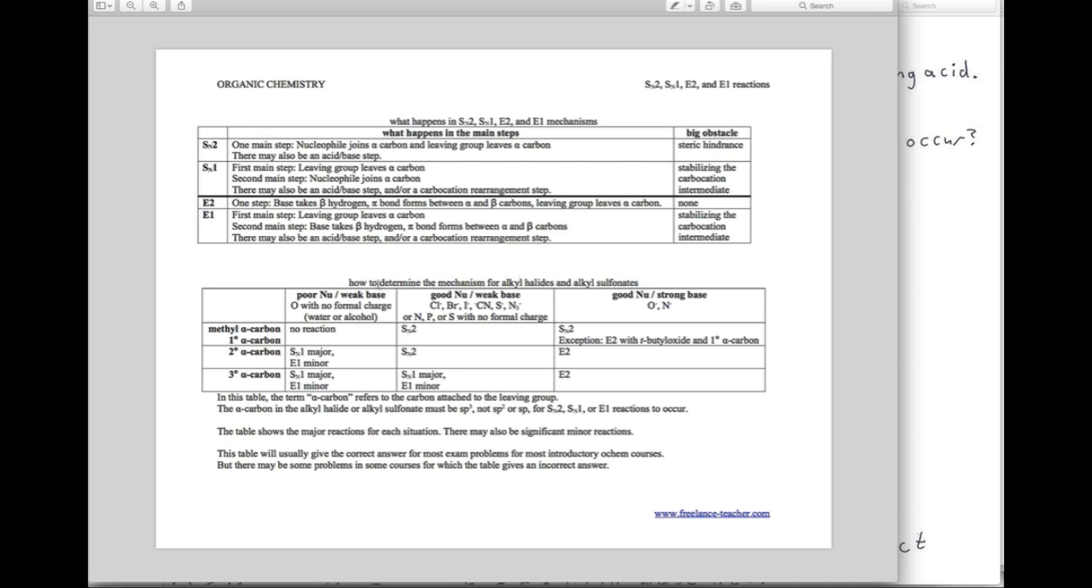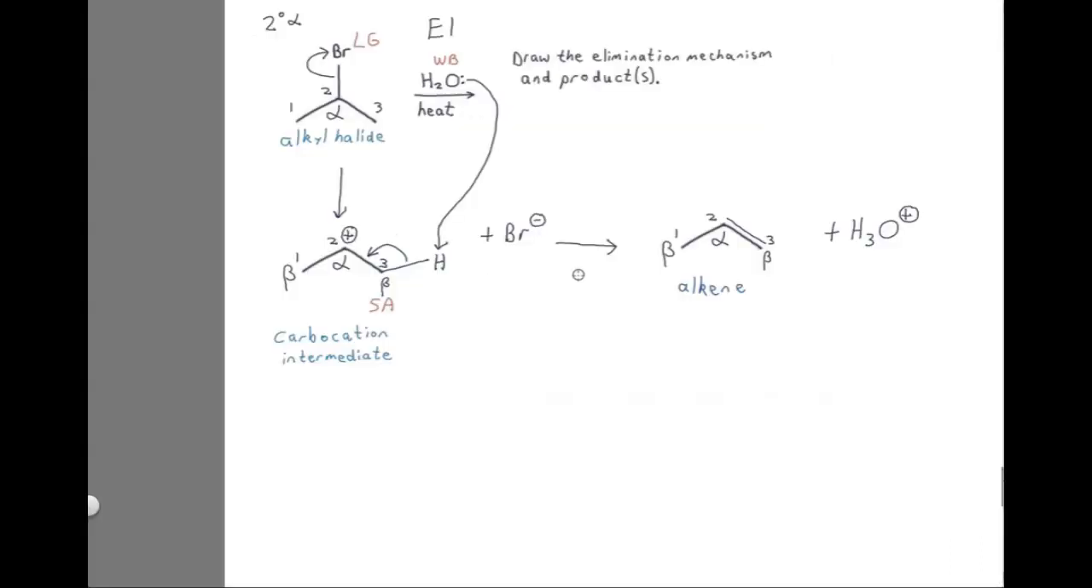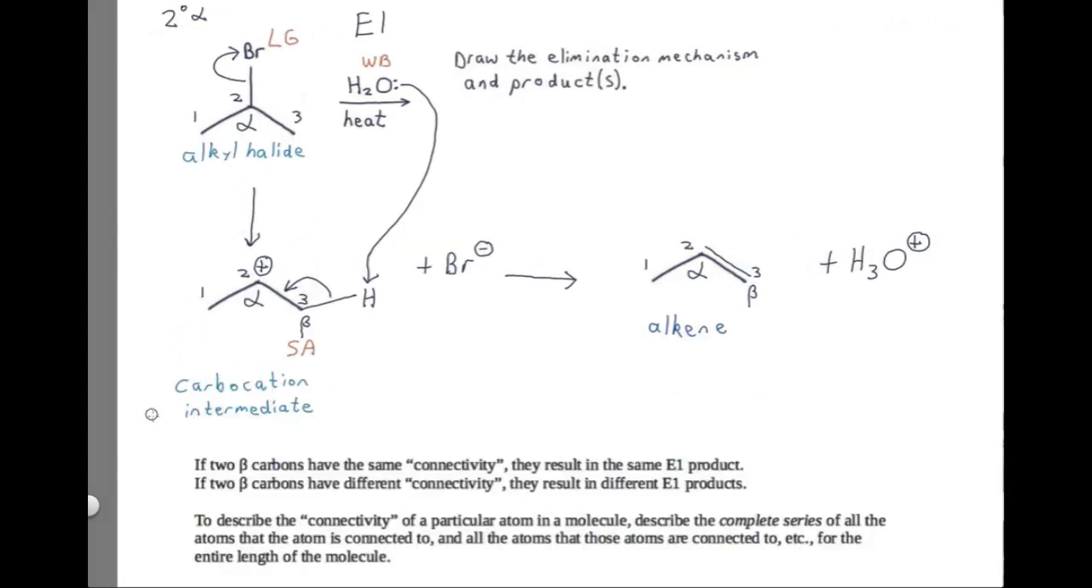Notice that this is a table for determining the mechanism for alkyl halides. Now, let's clear up a couple of details that you might have been wondering about as we went through this mechanism. Were you wondering, why did we use carbon-3 as the beta carbon rather than carbon-1? Well, the reason is that it doesn't matter which of these beta carbons you use, because they're both going to produce the same product. You can see that because carbon-1 and carbon-3 both have the same connectivity. They're both going to result in the same E1 product.